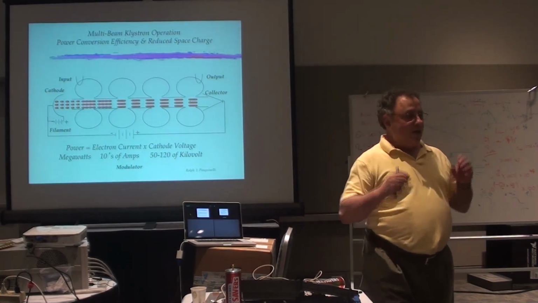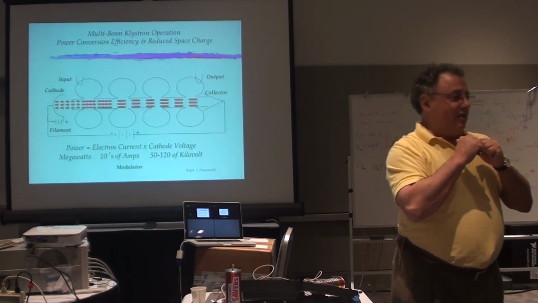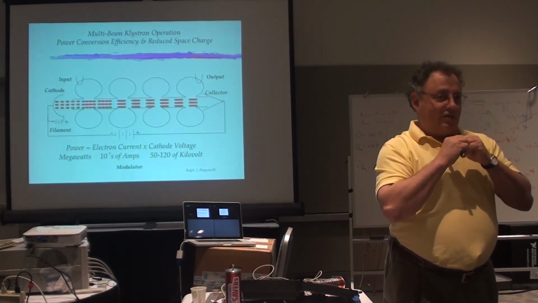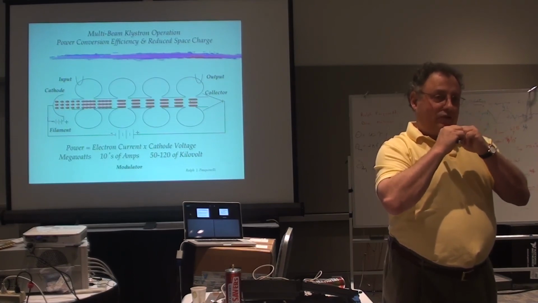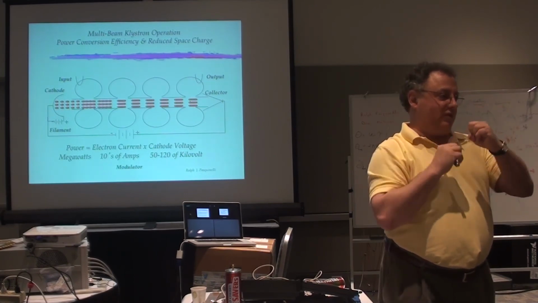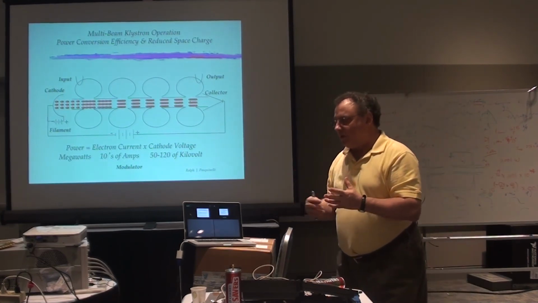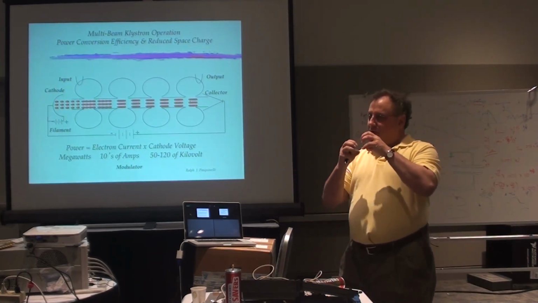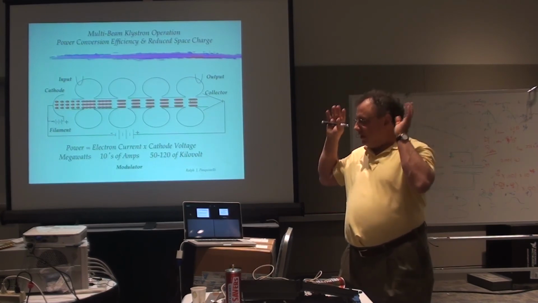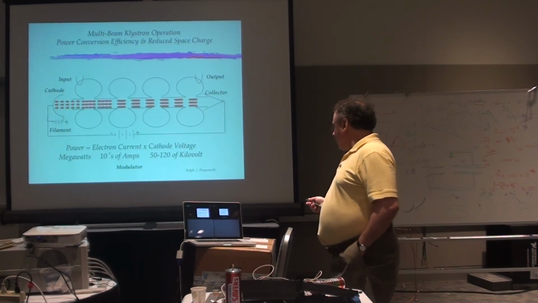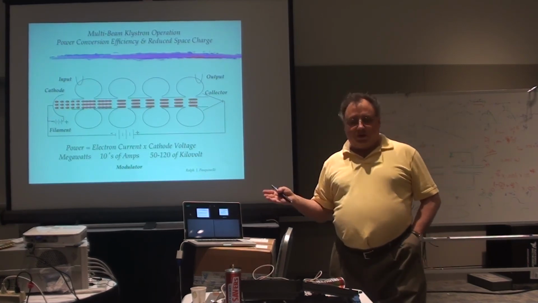At some point, you can only put so many electrons together before... and these are relatively low energy, so they're not relativistic. So the space charge forces really want to blow the beam apart. It's tough to keep it focused. That means it's tough to stop losses. It's tough to get the beam bunched as tightly as you'd like so that it can cleanly drive the output cavities to get the power. So you go to multiple beams.